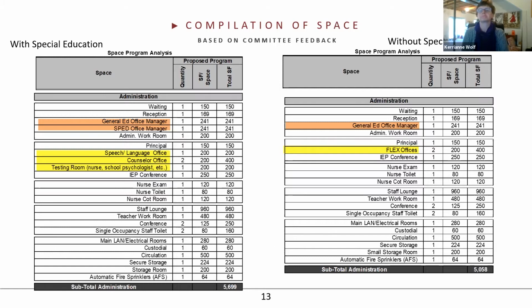Now, the counselor's office, I'm assuming that one of those counselor's offices is the school counselor, and he probably needs a larger space. So I think there's the military counselor and the school counselor, and both counselors run either individual or group. So I would say they probably would need the 200. Okay. Yeah.